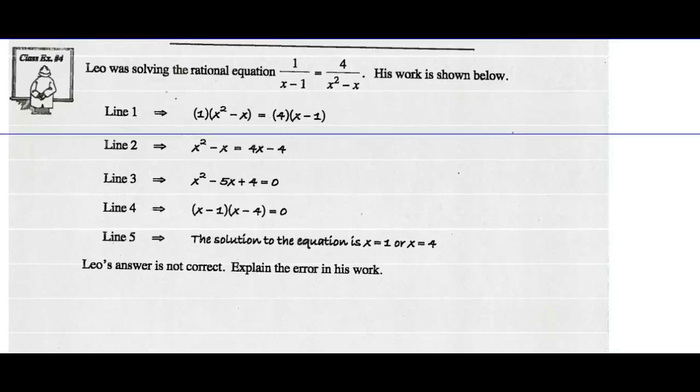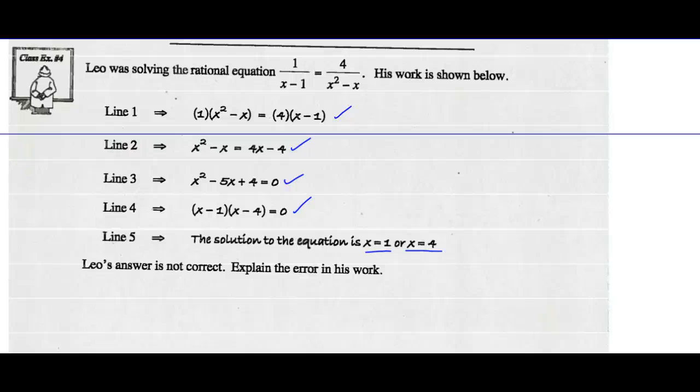Example 4. Leo was solving the rational equation 1 over x minus 1 equals 4 over x squared minus x. His work is shown below. He cross multiplies: 1 times x squared minus x equals 4 times x minus 1. He expands it out. Looks good. Expands it out. He's done that correctly. Sets it equal to 0. Very nice. Factors that, and he gets x minus 1 and x minus 4 equals 0. Very nice. Sets each factor equal to 0, and he gets solutions of x equals 1 and x equals 4. However, his answer is incorrect. Where did he make a mistake?